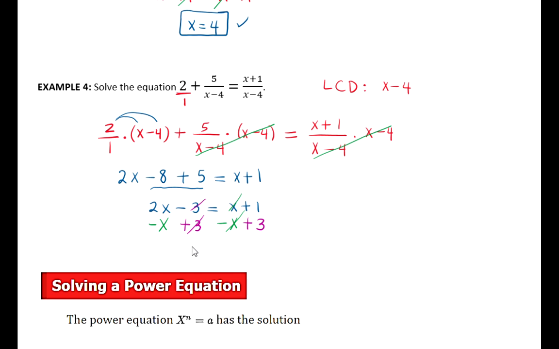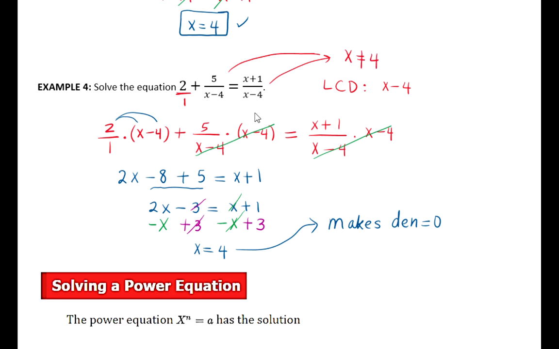Now, finally we got x equals 4. But we have a problem here. This can't be a solution because this 4 makes the denominator 0. From here, we already assumed that x is not 4, because that makes the denominator 0. So that means we only came up with 4, which means this problem has no solution. Just be careful, folks, for these types of problems. This one has no solution.